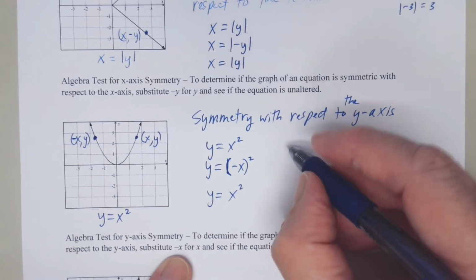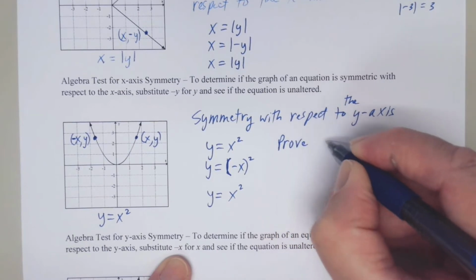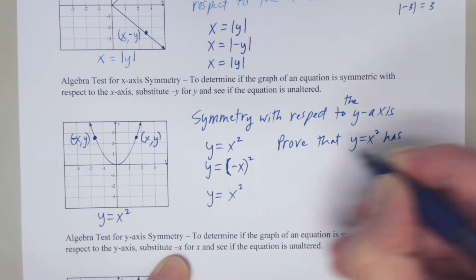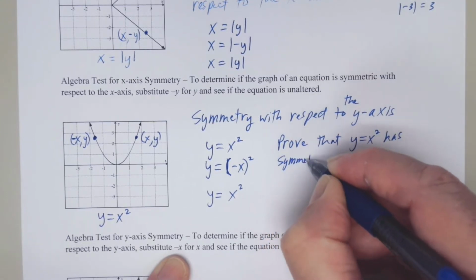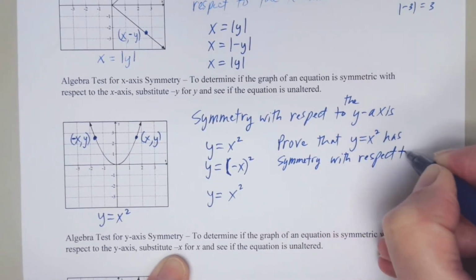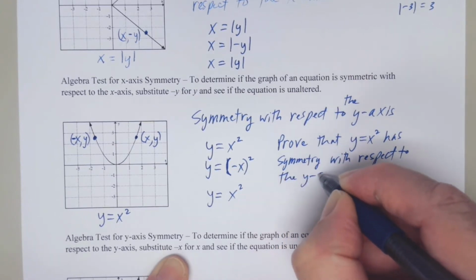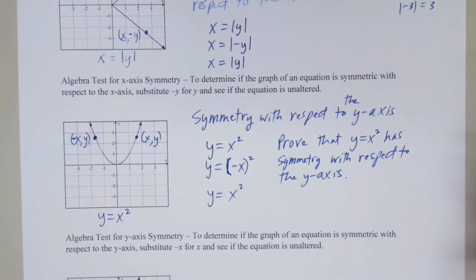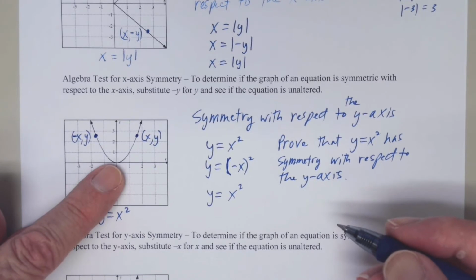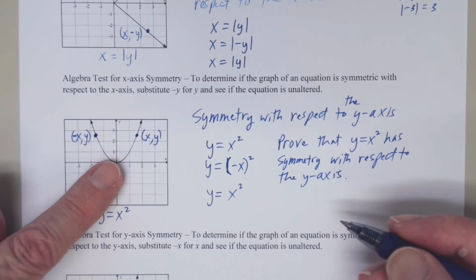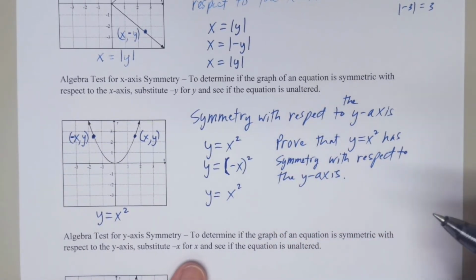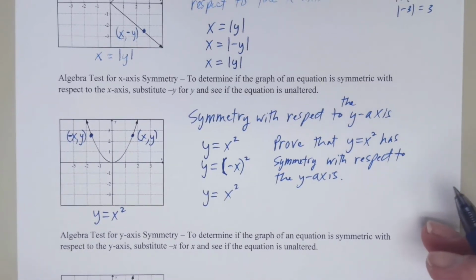And so, again, what we just did here, we proved that y equals x squared has symmetry with respect to the y-axis. So I want to point out something here. Certainly you can see from the graph that it has that symmetry, but you can't say that that's a proof. Just looking at the graph isn't a proof. This is a way that we can algebraically prove that we have that kind of symmetry. All right, let's move on to the last one.